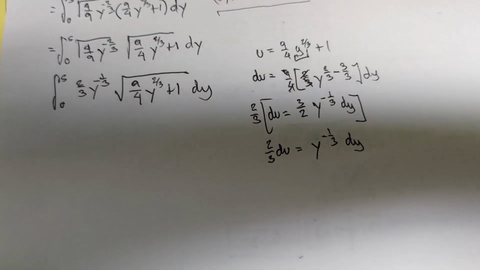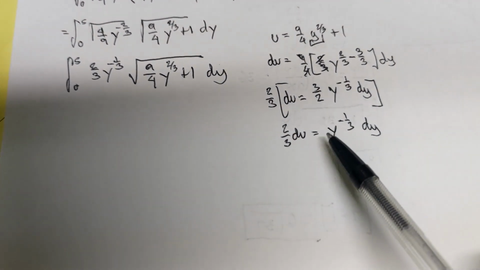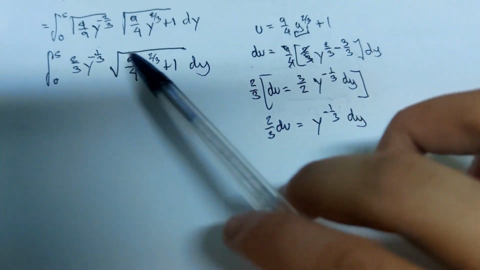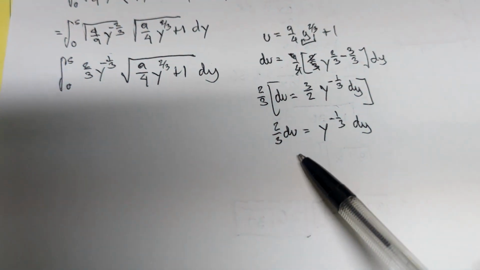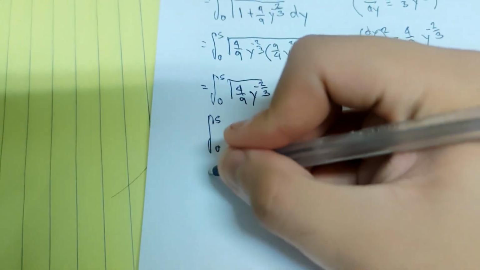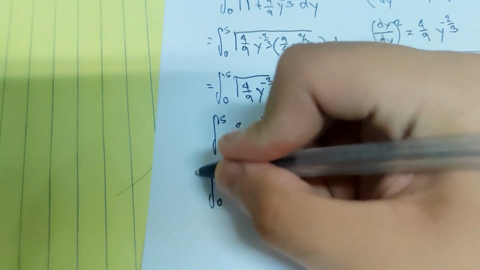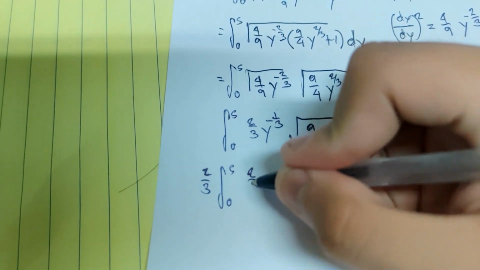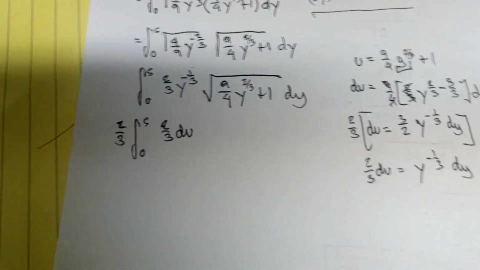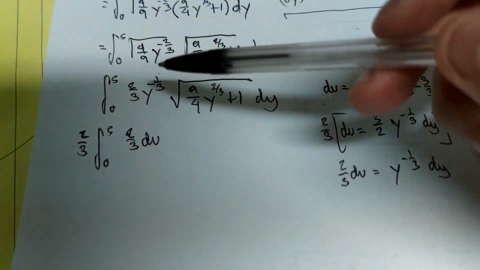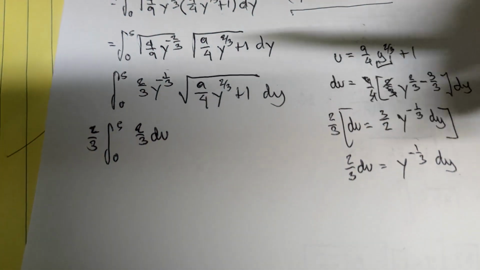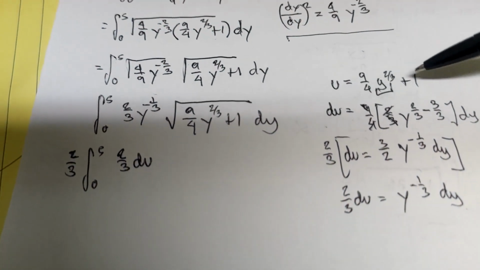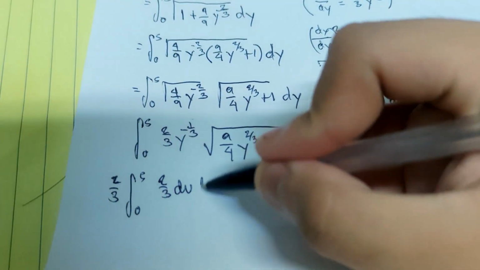So here, as you can see, this one is the same as this one and this one. So we can put our constant outside. We have 2/3 on the outside, and this will become 2/3 du. This 2/3 du is equal to our y here and our dy. Also, as you can see, the square root is equal to u, so this will become square root of u.